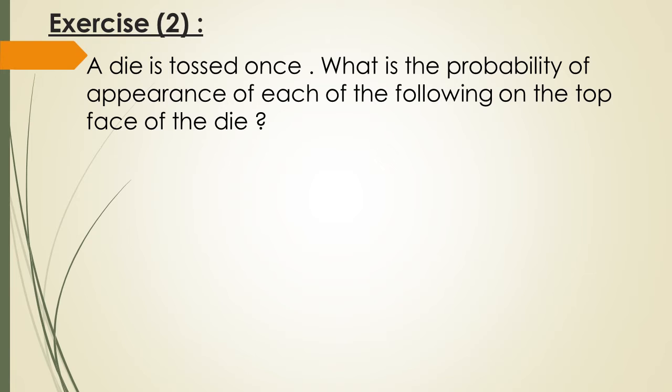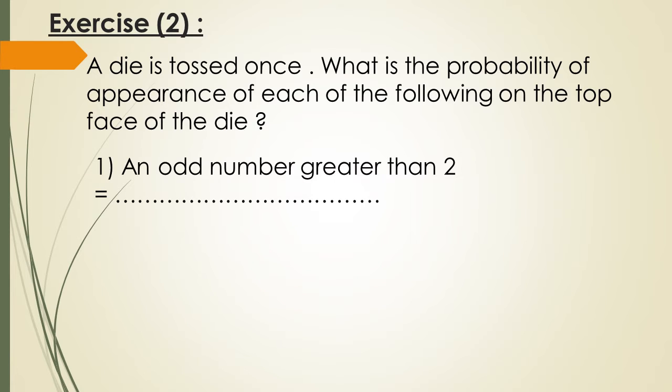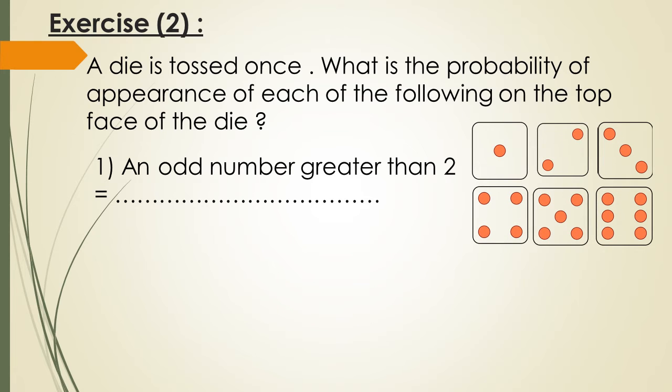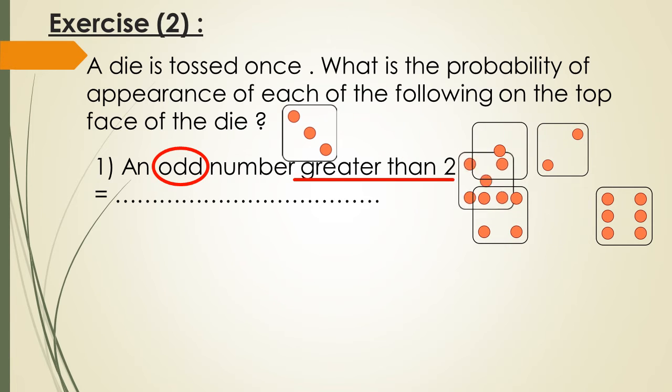And now, exercise number 2. A die is tossed once. What is the probability of the appearance of each of the following on the top face of the die? Number 1, an odd number greater than 2. Here we have the die. How many odd numbers greater than 2? Odd numbers means 1, 3, 5, 7, 9, and so on. How many odd numbers greater than 2? We have 3 and 5.